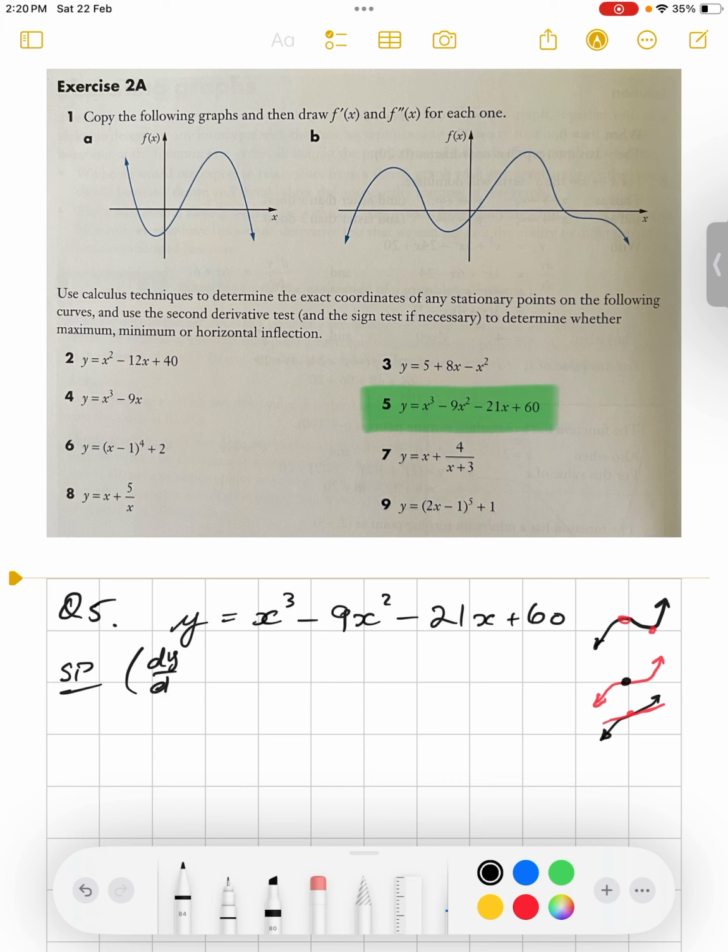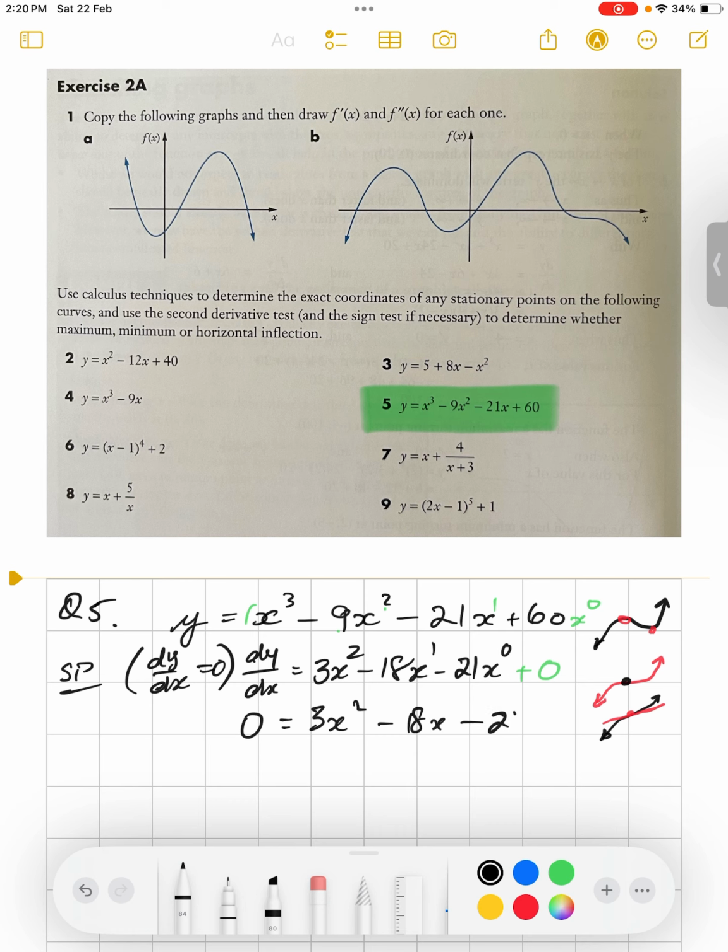first derivative, dy/dx, equals 0. So dy/dx will be 3 times 1 is 3x, drop it down to a 2. 9 times 2 is 18, so minus 18, x to the power of 1. This is x to the power of 1, so 21 times 1 is 21, x to the power of 0. And of course this is x to the power of 0, so 60 times 0 is 0. So we've got this derivative, 3x squared minus 18x minus 21, because x to the power of 0 is equal to 1.